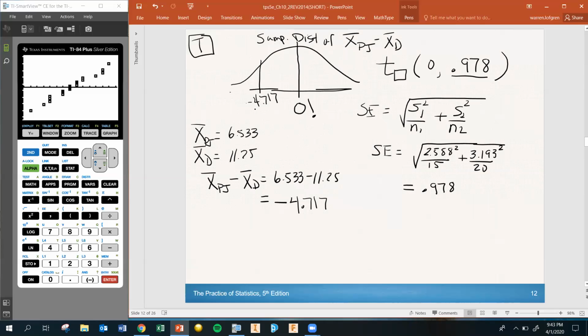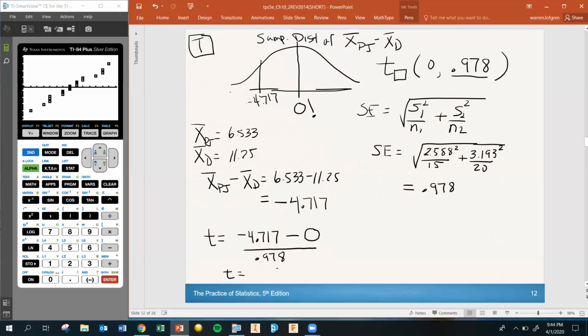So what we're going to try and calculate ultimately is what's the p-value for this. But we got to get our test statistic first. So the test statistic, the t-score, is the difference that we saw, subtract the center, which is 0, we're assuming it's 0, and divide by our standard error, 0.978.